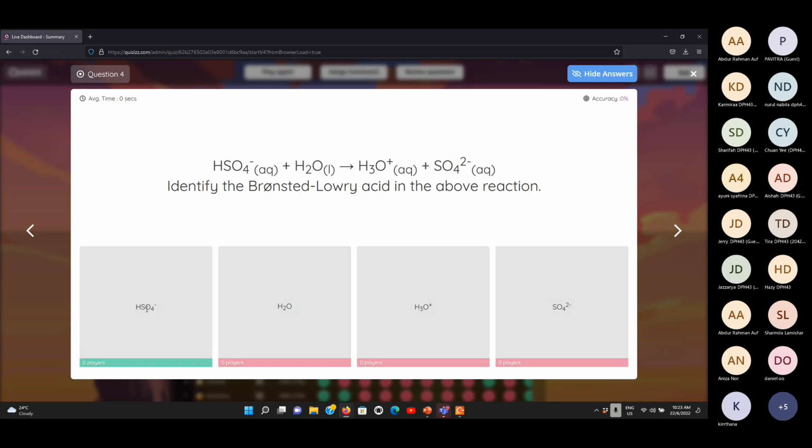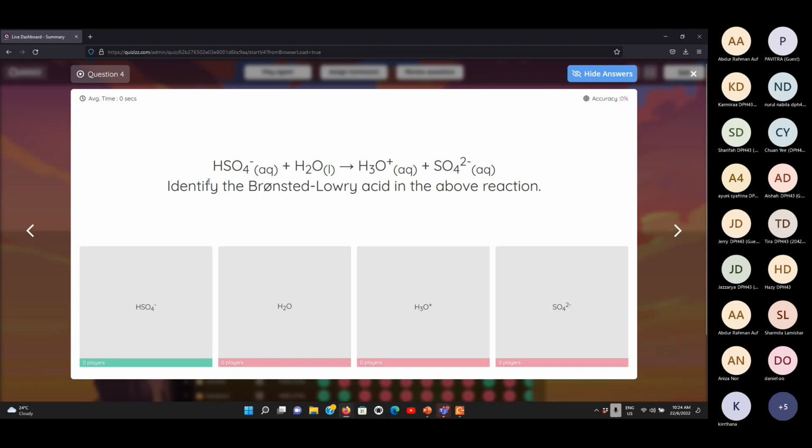Okay, once you understood the main principle of the definition, kamu akan dapat tangkap dengan mudah lah. The main principle of Bronsted and Lowry adalah pergerakan hydrogen ion. So kalau kamu tengok pergerakan hydrogen ion in this case, dia bergerak daripada HSO4 minus, dia pergi kepada H2O. So that makes HSO4 minus adalah acid.